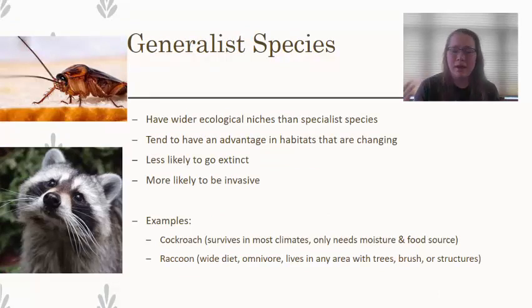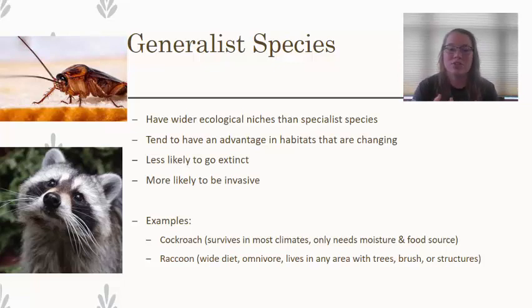Generalist species are the complete opposite of specialists. Generalist species are organisms that can live pretty much anywhere. So these have a wide ecological niche, and because they can live pretty much everywhere, they are far less likely to go extinct due to changes in their habitat and changes in the global climate. Generalist species are also pretty likely to become invasive species. If they hitched a ride to a different location, they're probably able to survive in whatever conditions they find there.